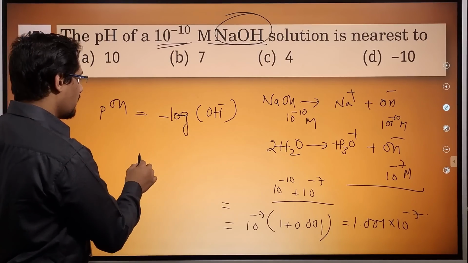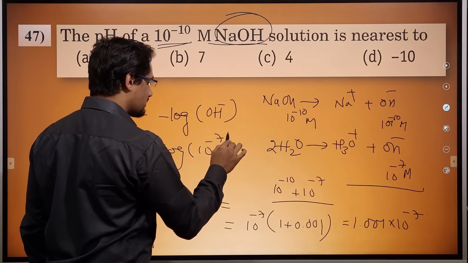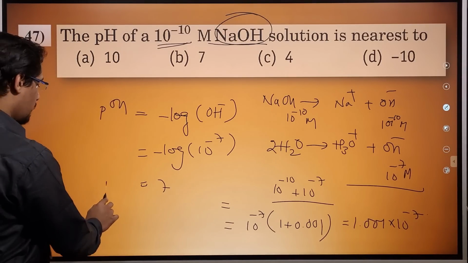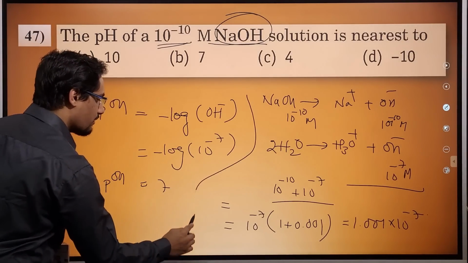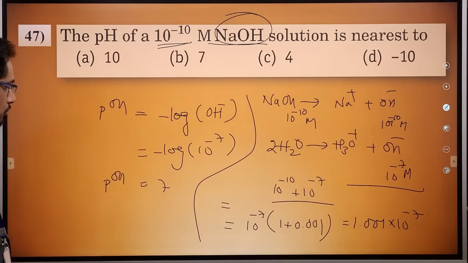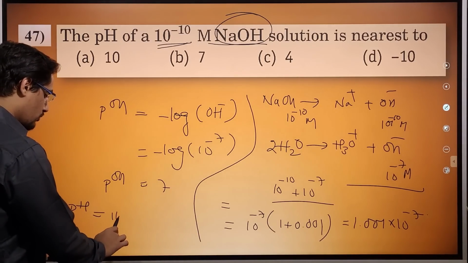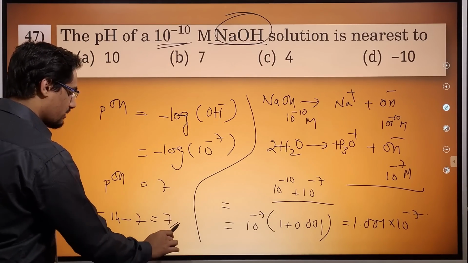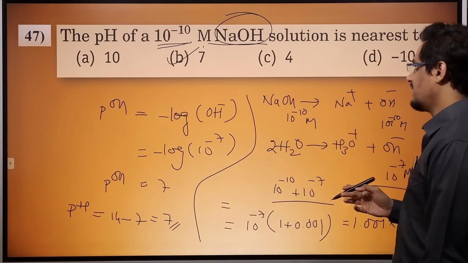So if I apply pOH is equal to minus log of 10 to the power minus 7, it would be 7. If pOH is 7, pH plus pOH is equal to 14, so pH must be 14 minus pOH, which is 14 minus 7, equal to 7. The correct answer is option B.